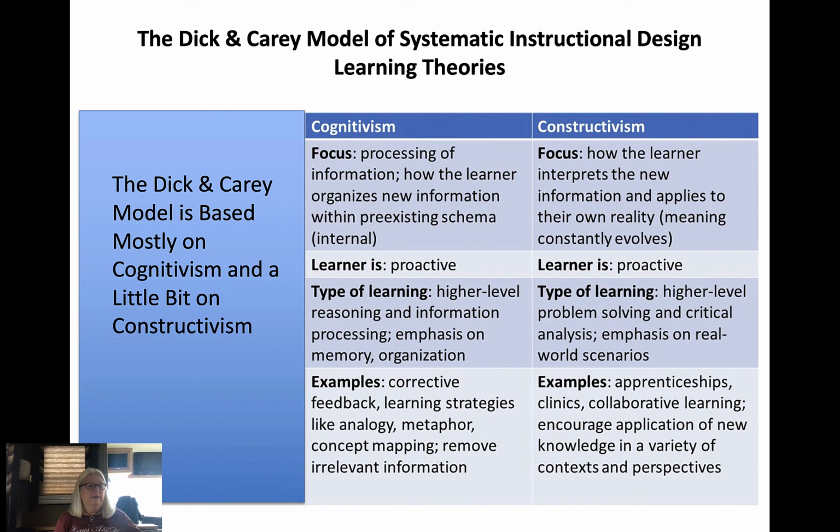So the Dick and Carey model is based on two main theories of learning. If you remember the theories, you learned several. The other big one was behaviorism, which really isn't a part of this model. This model is based mostly on cognitivism, which is the mental processing of information. So learners will take information and add it to the information they already have. So it's very proactive, deals with high-level reasoning, information processing.